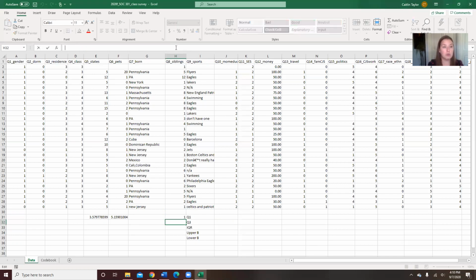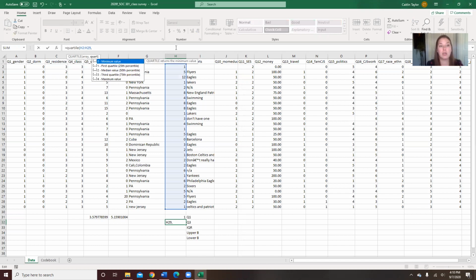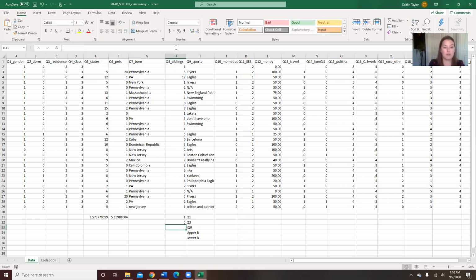And then our third quartile is the same thing. We type equals QUARTILE, the range of data, H2 to H29, except now we want the third quartile, so we say comma 3. That gives us our Q3. Then our IQR we know is just our Q3 minus Q1. 5 minus 1 is 4.